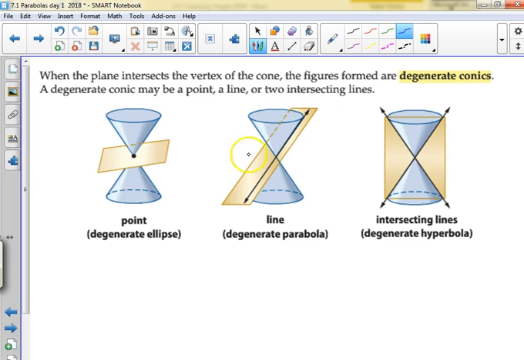There are also conics that include point, line, and intersecting lines. These are called degenerate conics, and yeah, they're just so degenerate, we're not going to do them.